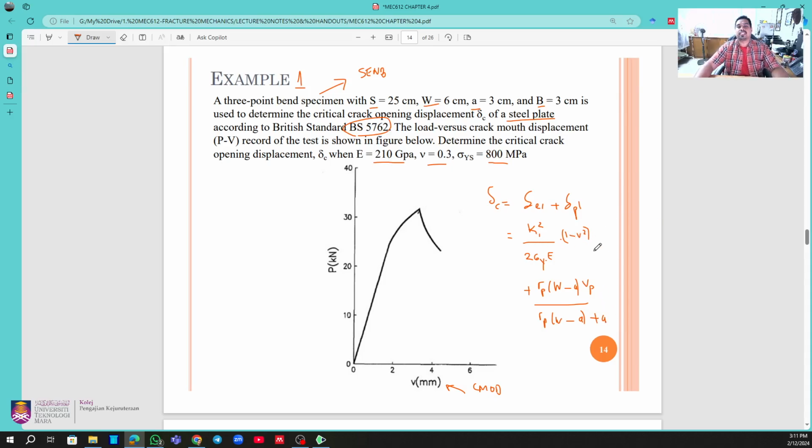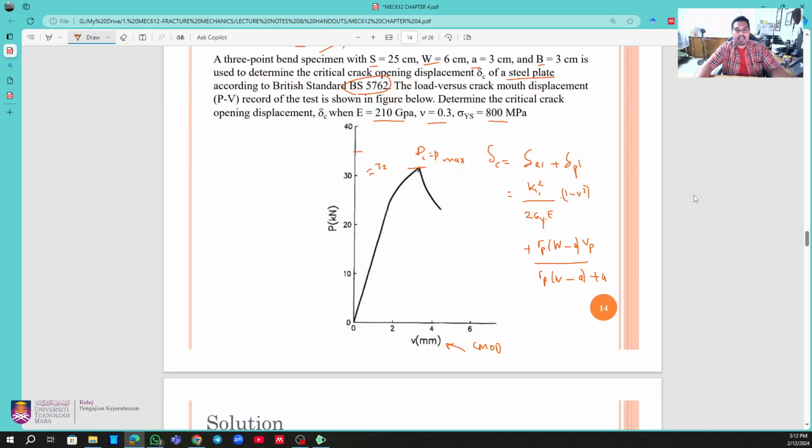Okay, so now the challenge is, first thing first, we have to identify the P maximum. In our case, this is our P max, P critical, PC, which is equivalent to the P max. So it's equivalent to, I think, if this is 35, I can say 31 or around 32. Around 32. That will be the P max. Okay, let's move to the next slide, how we solve it.